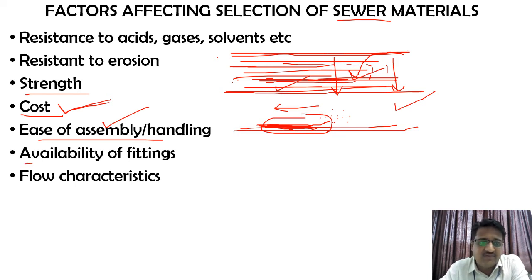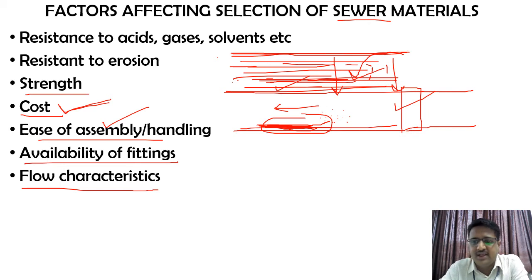Availability of fittings, that is the raw materials, as well as the accessories for connection and various apparatuses that we are going to have with the sewerage line. If those things are available with us, then it will help us to select the sewer material. And last one is flow characteristics. It should be able to work under the various flow conditions.